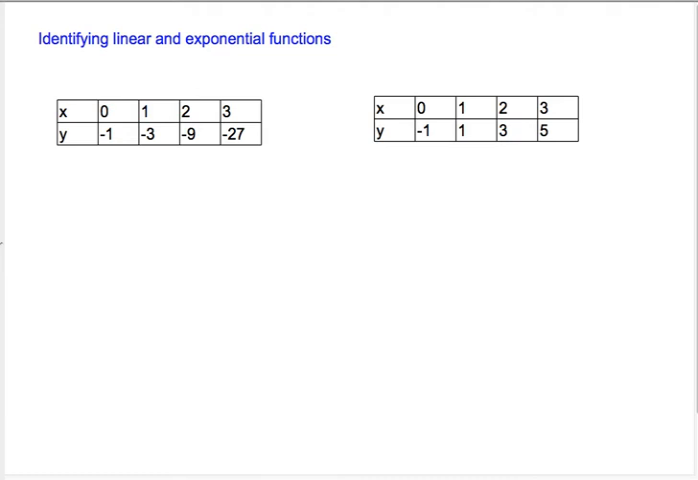If you remember from a few chapters ago, we talked about a common difference. And so if we look at this chart here, notice the x's are just going up incrementally by ones. This first one is a change of -2, and then this one is a change of -6, and this one's a huge change of, I don't know, -18 or something. So that's definitely not a common difference. This one is a change of +2, +2, +2. So this is a common difference. Okay, so this is a linear equation.